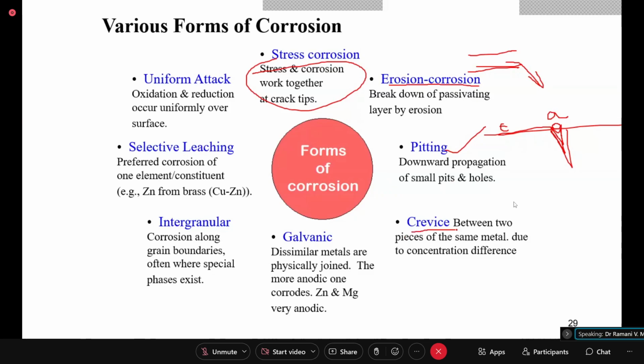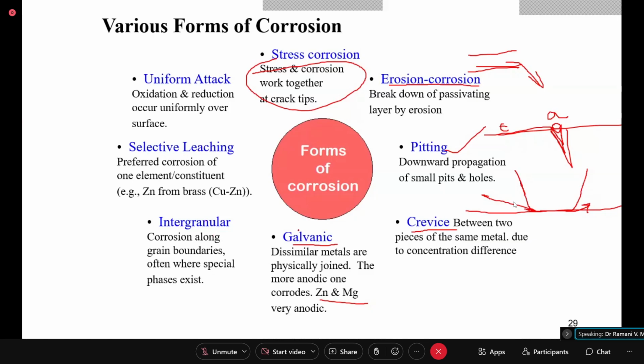Then crevice corrosion. If you have, for example on the terrace, a metal tank kept like this, now this part becomes the crevice in which there is less oxygen. So the metal from this part will come here and corrosion will take place in the crevice. Then galvanic corrosion is the formation of anodic and cathodic areas due to a difference in the reduction potential of the metals, or due to the presence of uneven oxygen.